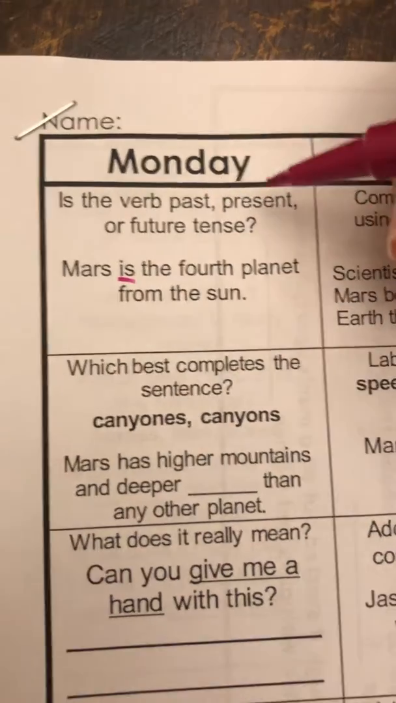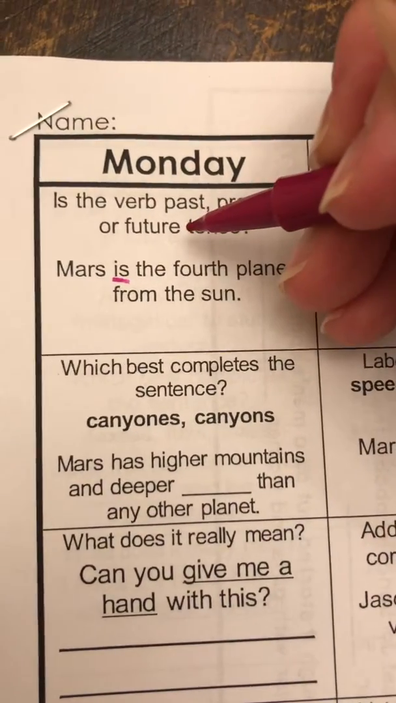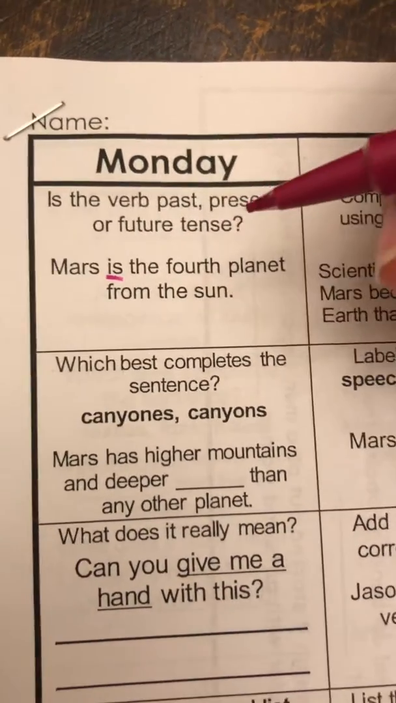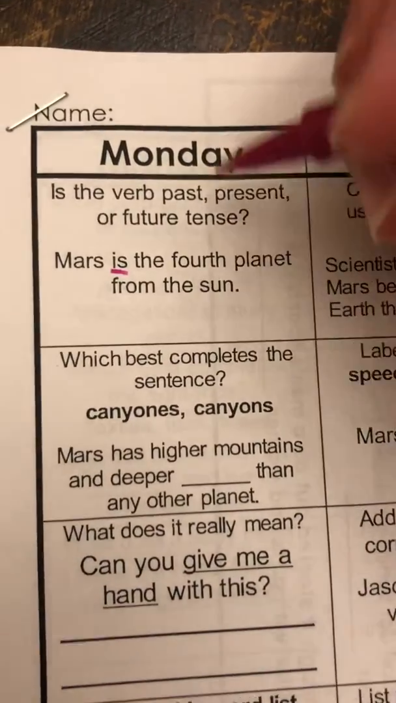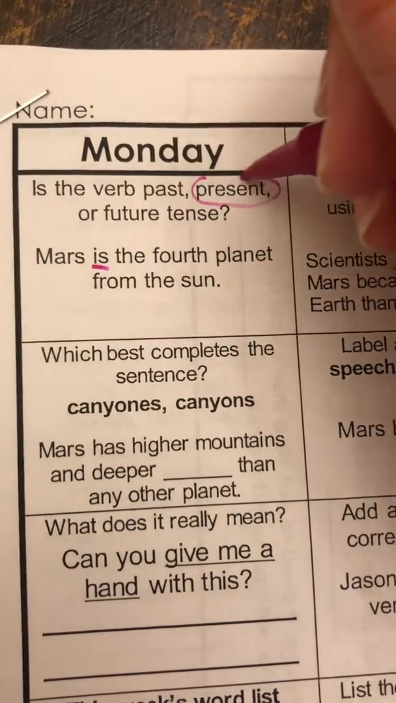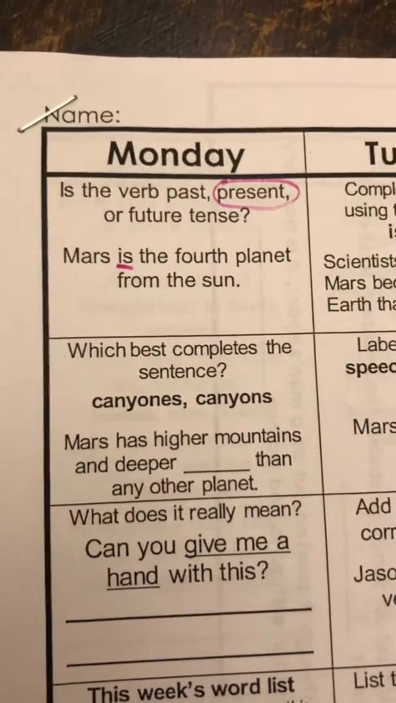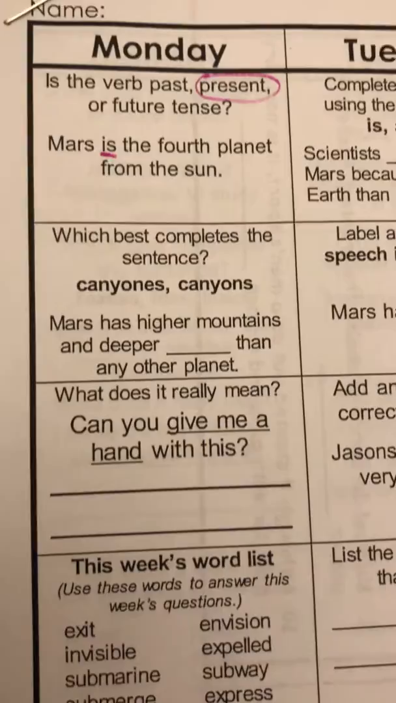Now, is past, present, or future? Past means it's already happened. Present means happening now. Future means it hasn't happened yet. So Mars is the fourth planet from the sun. That means it's happening now. So that's going to be present tense. So hopefully you circled present for that one. Look at the next one.